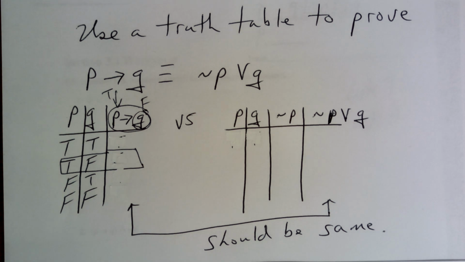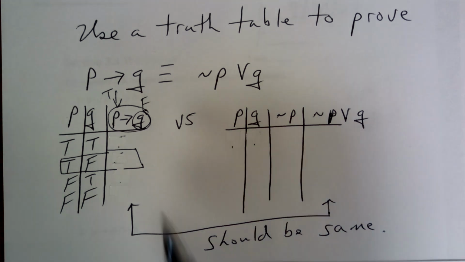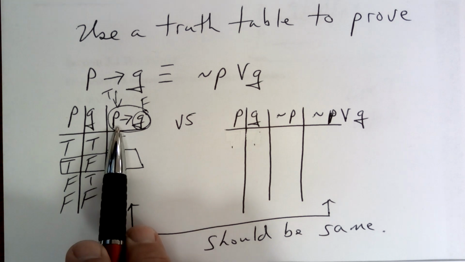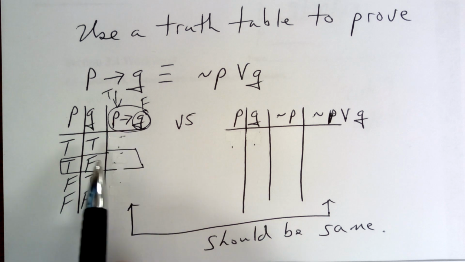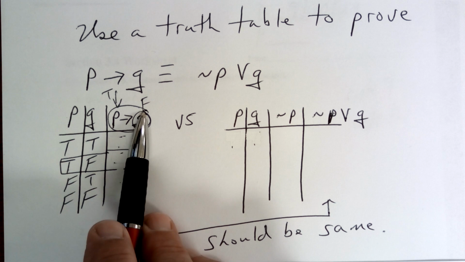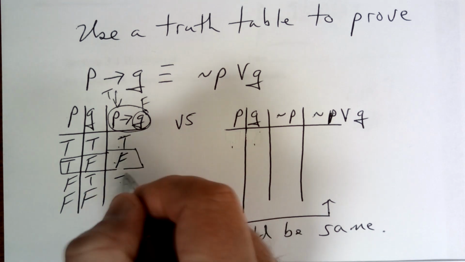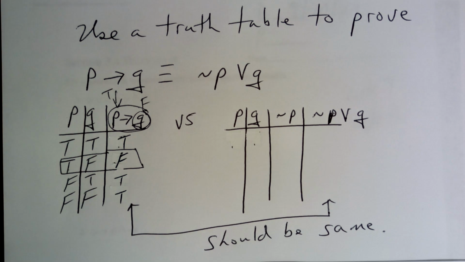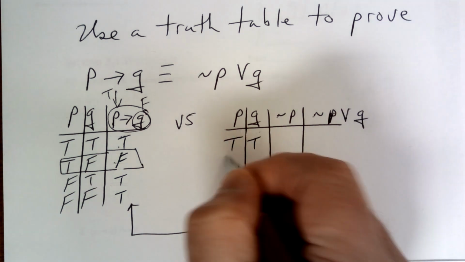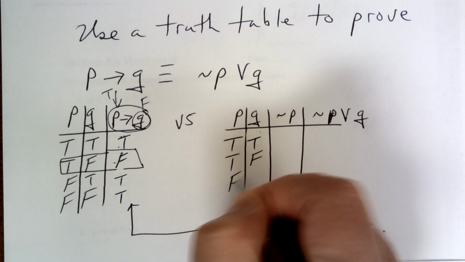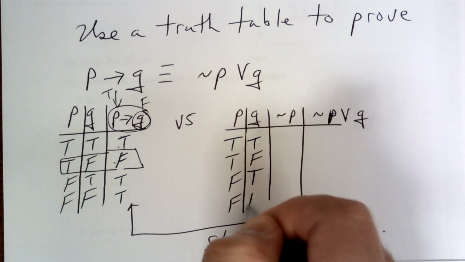Well, we're going to prove that this is equal to not P or Q. On this side, we have all of this. The only time the conditional here would be false is if the first part is true and the second part is false, and that would be this one. But the rest of these will be true. Over here, you're going to have true, true. Same thing as over here.